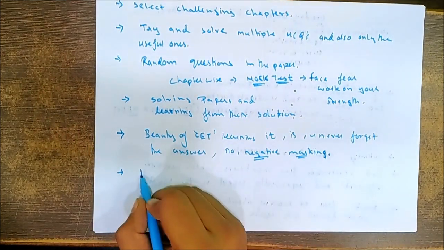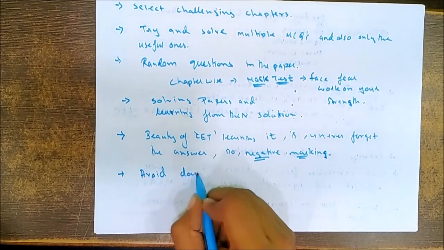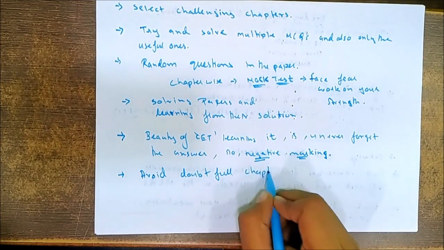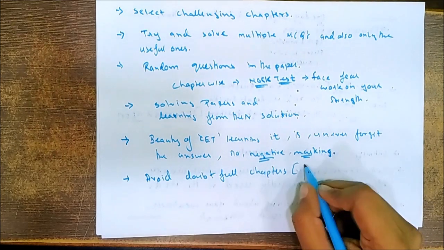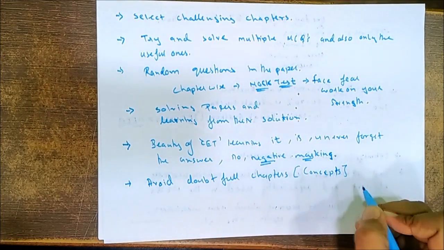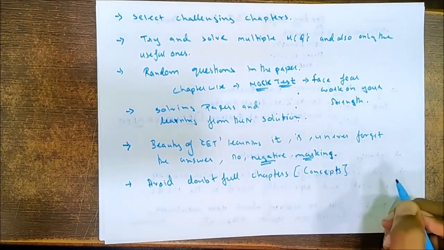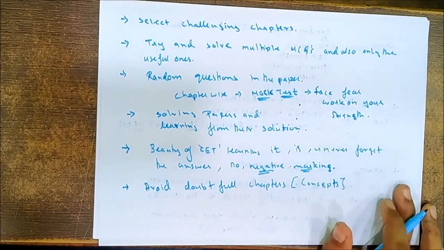So what not to do: avoid doubtful chapters. Not the entire chapter is doubtful, there are some concepts which are doubtful. See whether those concepts are asked in the examinations or not. Refer to the question papers and see which type of questions, which conceptual questions, are being repeated.